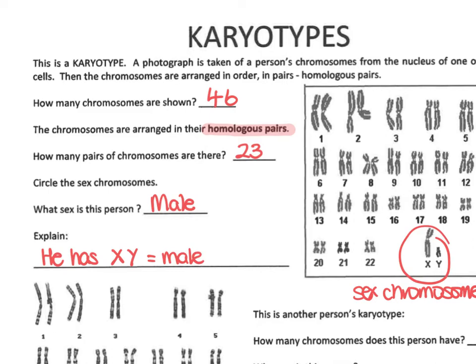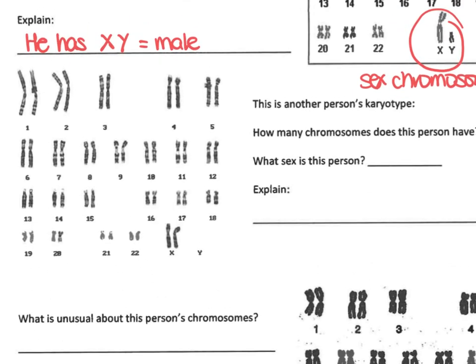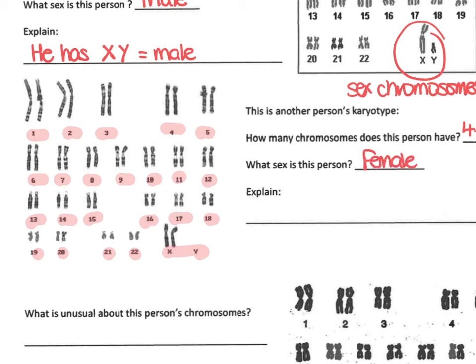Okay. Underneath it, we've got another person's karyotype over on the left. And if you want to very quickly just check, 2, 3, 4, 5, 6, 7, 8, 9, 10, 11, 12, 13, 14, 15, 16, 17, 18, 19, 20, 21, 22, and that's 23. So again, they've got 23 pairs, so that's 46 chromosomes. What sex is this person? Well, they've got two X chromosomes, two big ones, so they are female. And the explanation.